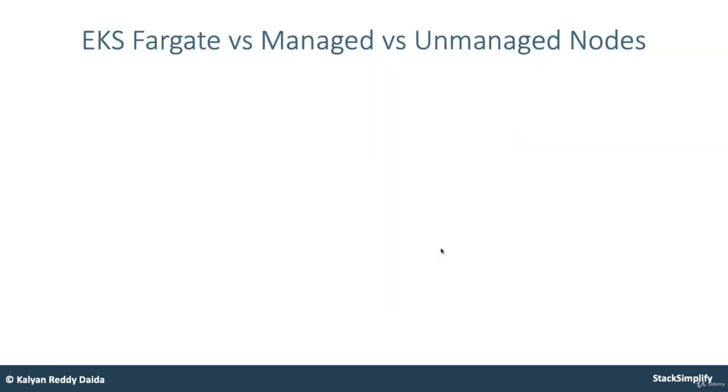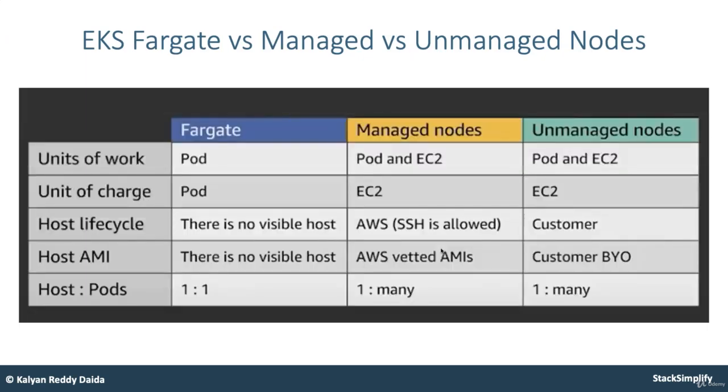Moving on, EKS Fargate versus managed versus unmanaged nodes. This is one thing which AWS highly portrays, and this simple comparison makes us understand many things here. First is units of work. For Fargate, the unit of work is only a pod. Whenever you deploy a pod, it is going to create a new underlying Fargate EC2 instance, but it concerns itself with only the pod. But in managed nodes, we first create EC2 instances and then we deploy our pods in them. In unmanaged nodes also it is the same thing.